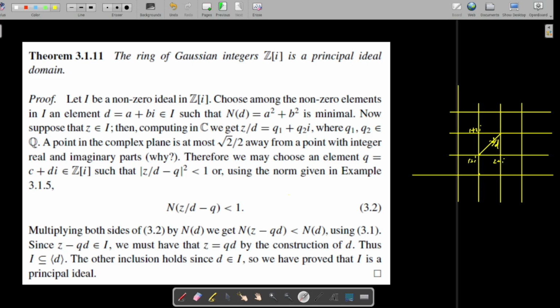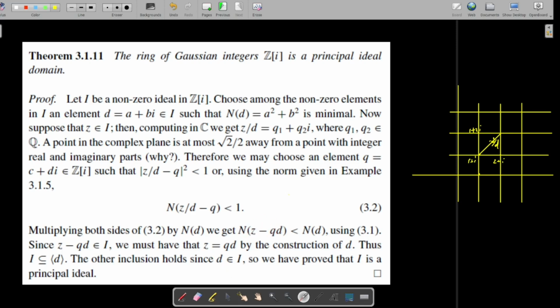And we know that this z minus qd belongs to I, because z belongs to I and d also belongs to I, and q is an element in Z[i]. So since I is an ideal, qd belongs to I, so z minus qd belongs to I. And its norm is less than the norm of d. So it's possible only if z minus qd is equal to 0.